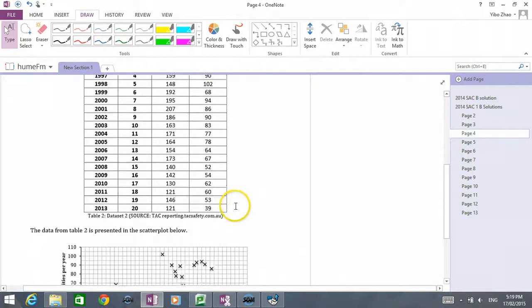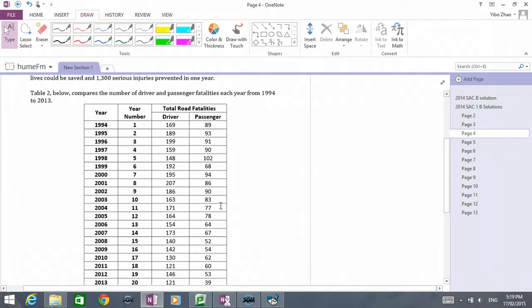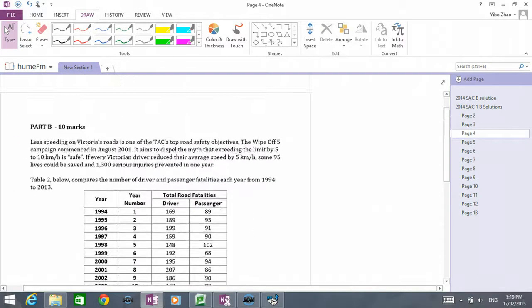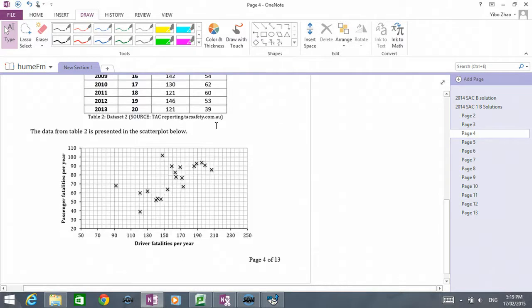Okay, now let's look at part B, question 2. In part B of this SAC, we are given the data of the driver. The number of drivers died that year, and the number of passengers died that year. And from the data, basically, we have a scatter plot.